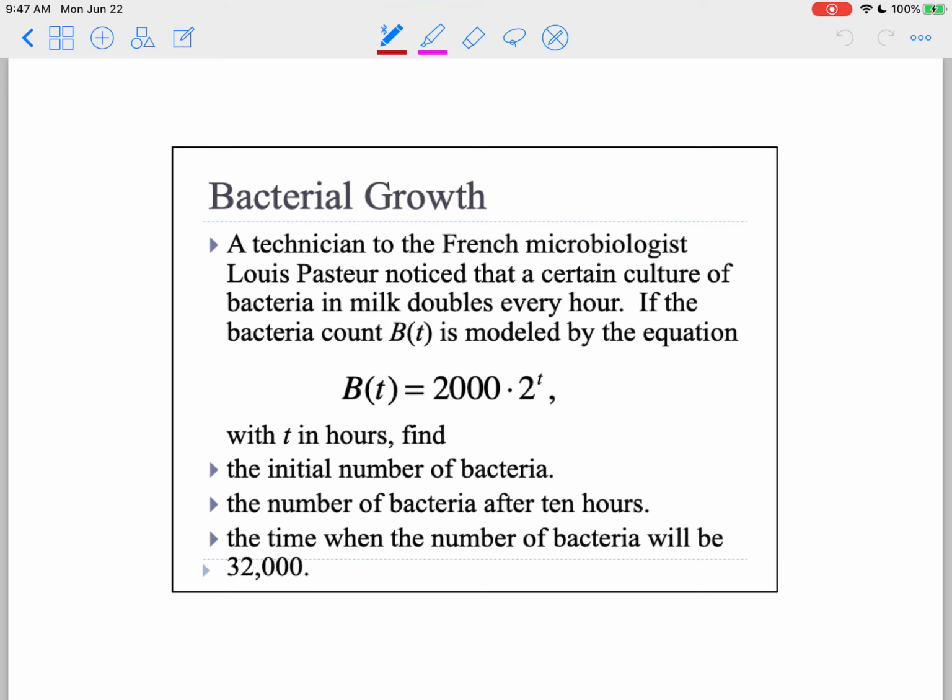Louis Pasteur noticed that a certain culture of bacteria in milk doubles every hour. So here's the model that we come up with, which makes sense. In the 0th hour, 2 to the 0 is 1. So there were 2,000 bacteria to begin with, which actually answers my initial question.